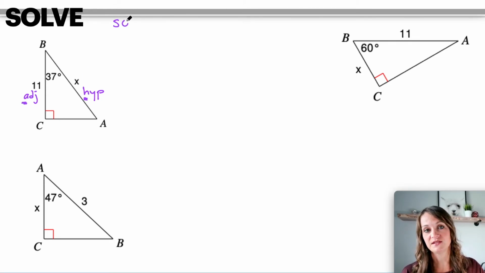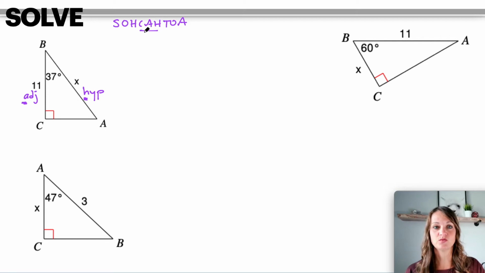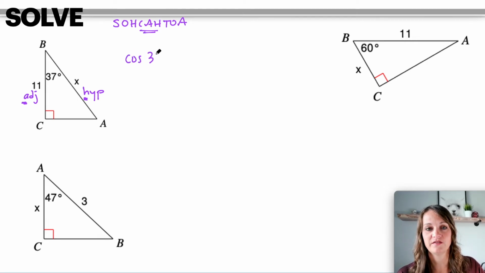So if you think of SOHCAHTOA, the A and H is represented by cosine in this case. So therefore, the cosine of 37 degrees is going to equal the adjacent divided by the hypotenuse, x. And now we have a basic equation that we're going to solve. So to solve this, I'm going to show you the long way to solve, and then there is a little trick. So we have a variable that is in the denominator.